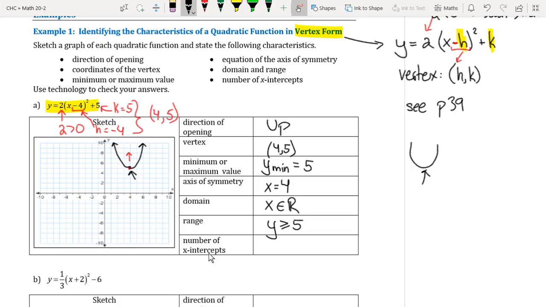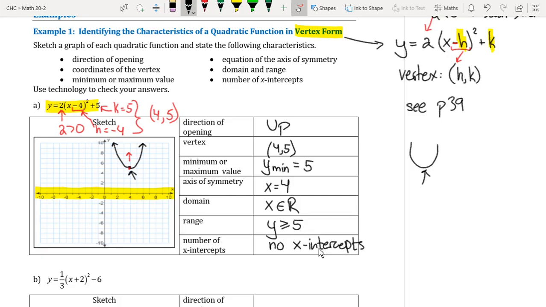And then finally, the number of x-intercepts. Here we have a situation where this quadratic function never crosses the x-axis. The x-axis is way down here, and it will never cross it, which means that there are no x-intercepts. So a quadratic function can have no x-intercept, it could have one x-intercept, or it can have two x-intercepts.